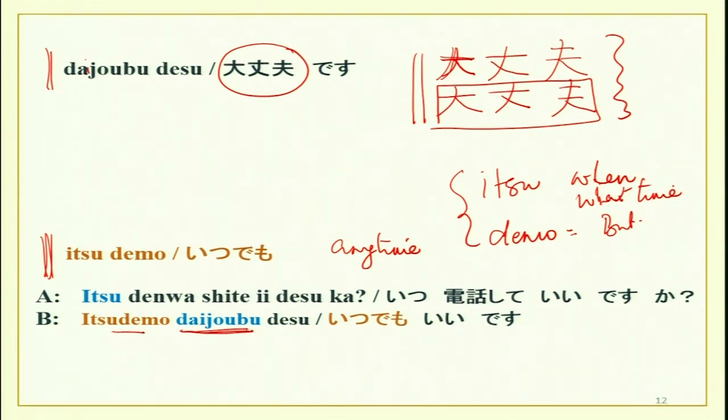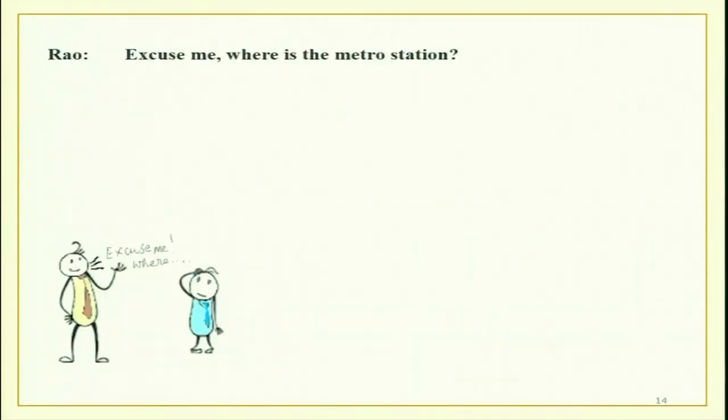So now there was particle de also in the conversation, and we have done particle de in different ways earlier. Now there is another way you can use particle de, and let us see how we can use this particle de which was there in the dialogue and what it conveys. So now you can see this picture. There are two gentlemen and A-san is saying something to B. So what is it? Rao says, excuse me, where is the metro station?